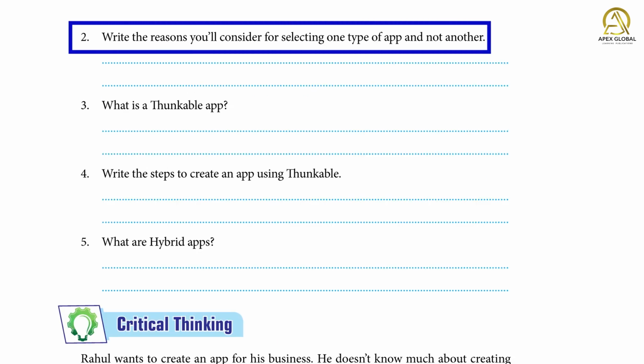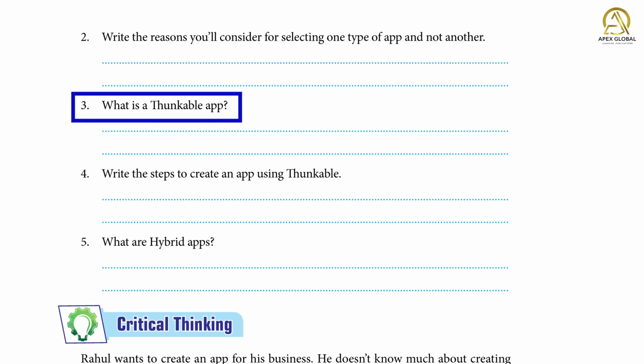2. Write the reasons you will consider for selecting one type of app, not another. Answer: Choosing the right app. Apps are chosen according to the following features. 1. Development time. 2. Limited resources. 3. Performance. 3. What is a Thunkable app? Answer: Thunkable is a web-based application that was first made available by Google and has an integrated development environment. Anyone with basic computing skills can develop native apps that are based on Android and iOS.